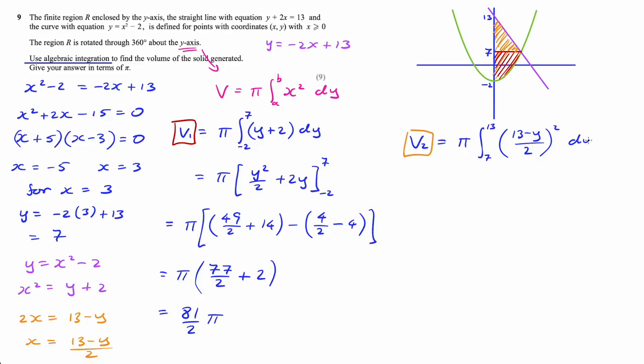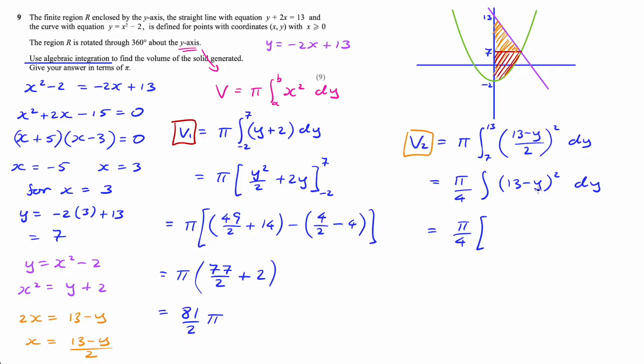Okay, dy. This, guys, if you're okay with this, I'm going to make this 13 minus y squared over 2 squared, which is 4, and I'm going to take out the 4. So it's pi over 4 dy like this. Okay, so I get pi over 4. Now I'm going to integrate this.